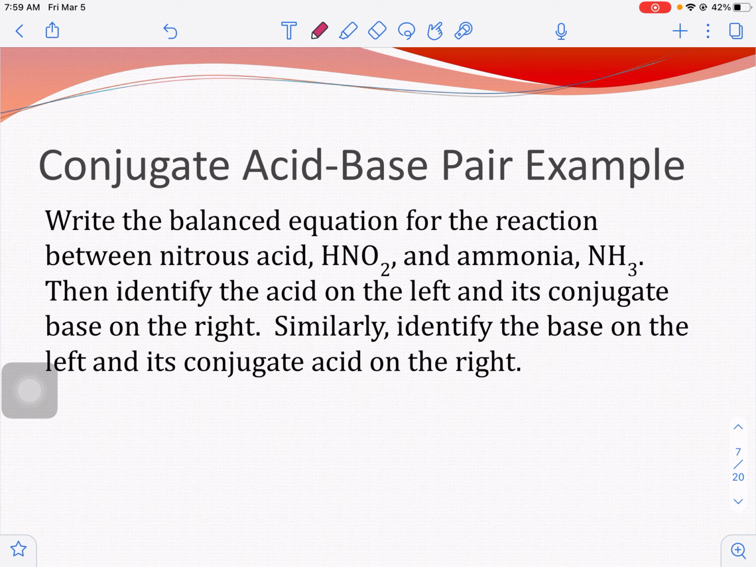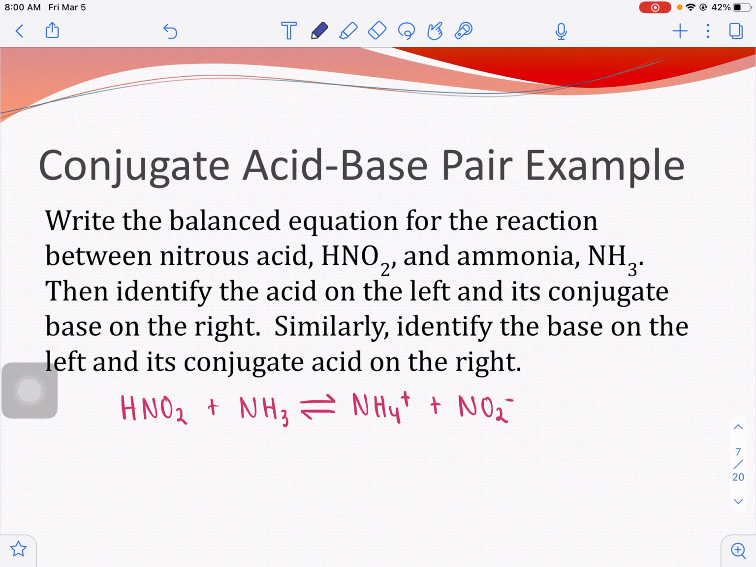All right, so it says write the balanced equation for the reaction between nitrous acid, so there's our acid, obviously, and ammonia, and there's our base. All right, nitrous acid will be the acid, so it's going to transfer an H+. So ammonia will become ammonium, and nitrous acid will be left as nitrite.